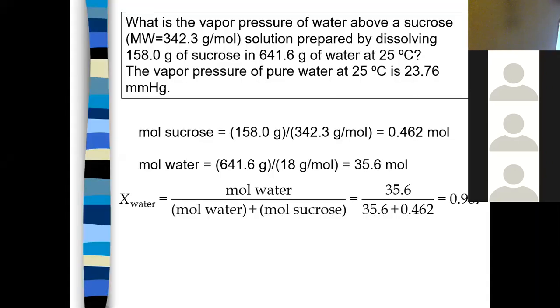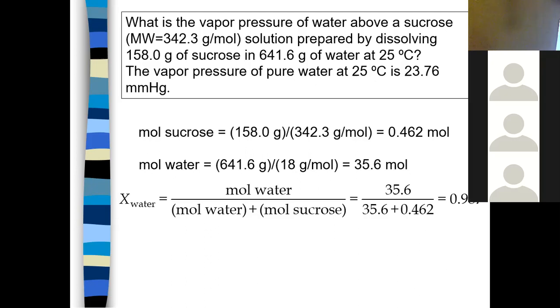So there's your moles of sugar, moles of water, and there's the mole fraction of water, 0.987. What does that mean? It means that of all the moles in this solution, 98.7% of them are water, despite the pretty high mass percent of sugar, because sugar's molar mass is so much bigger than water's molar mass, you still have many more moles of water present than sugar.